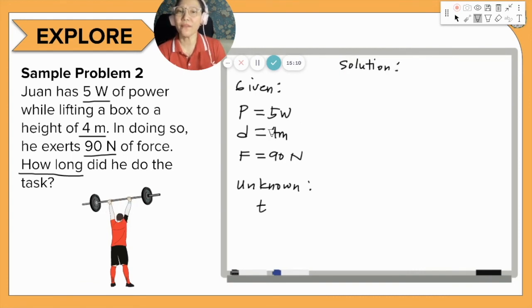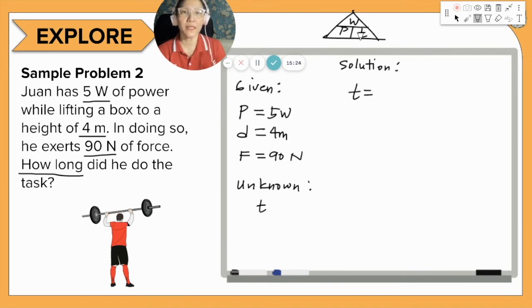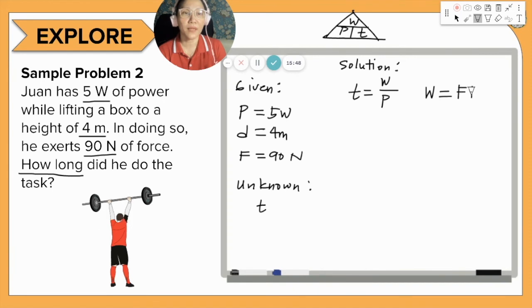So we are looking for time. Let me bring back the pyramid. We have work on top, power and time below. We're looking for time, so we can see clearly from the pyramid that that is just work divided by power. Looking at the given, we cannot find the work here. But there are other given values that you can use to solve for work. So I need to solve for work again using the formula force times displacement.